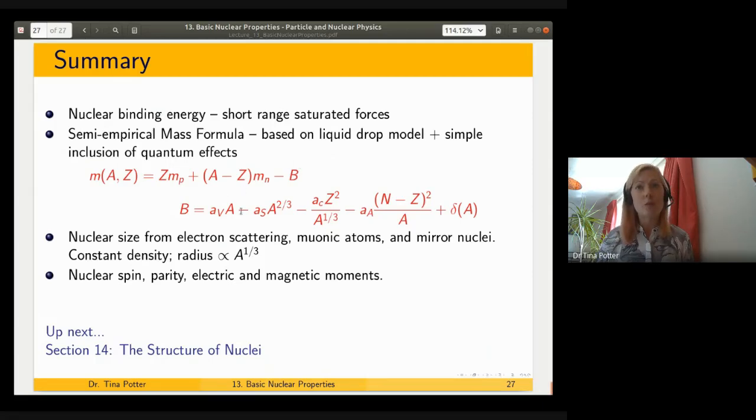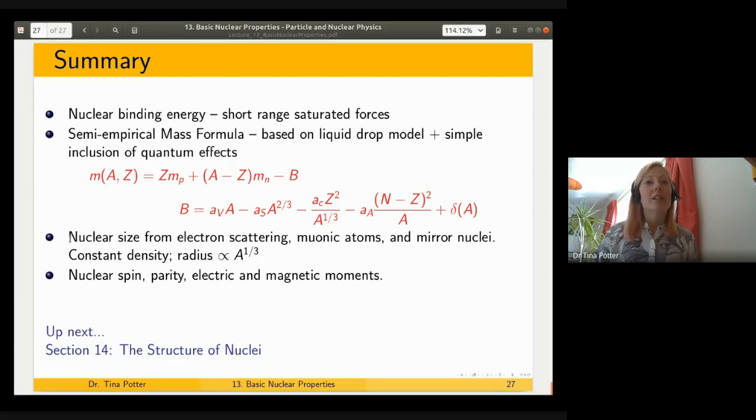You have a volume term, a surface term, the fact that those surface nuclei have fewer neighbors and are less well bound, a Coulomb term to account for the fact that the protons are repelling each other, an asymmetry term. The further away we are from equal numbers of protons and neutrons, the lower the binding energy. And finally, a pairing term that favors equal numbers of protons and equal numbers of neutrons.